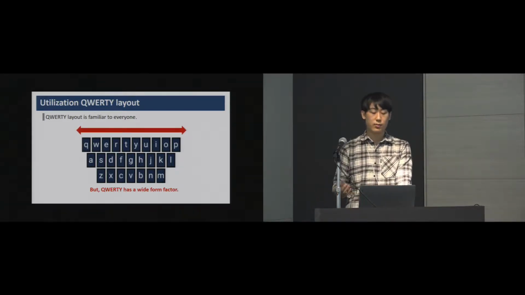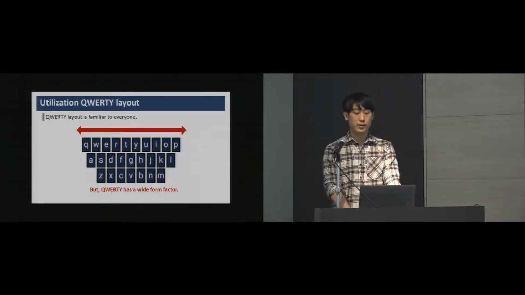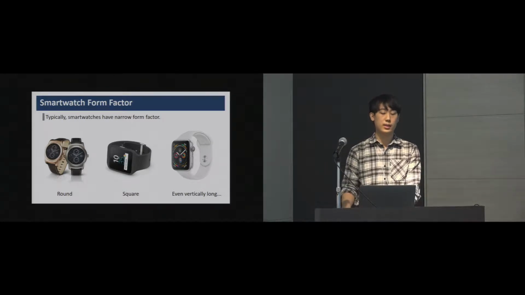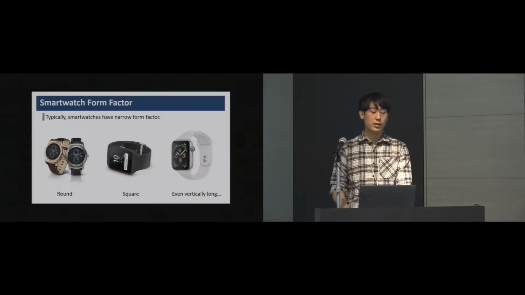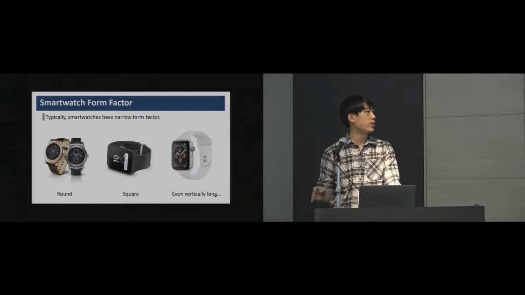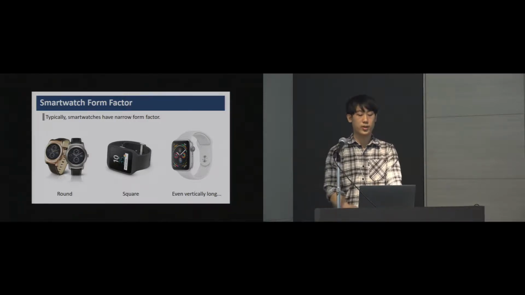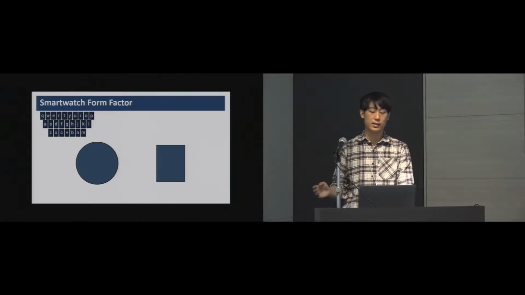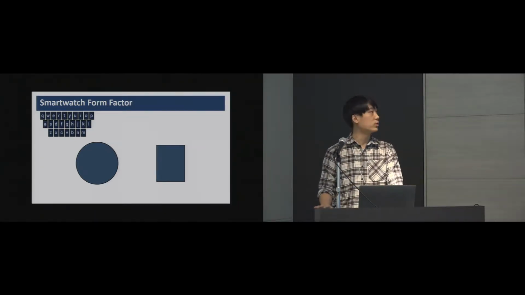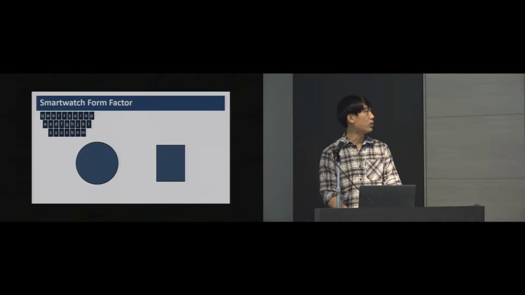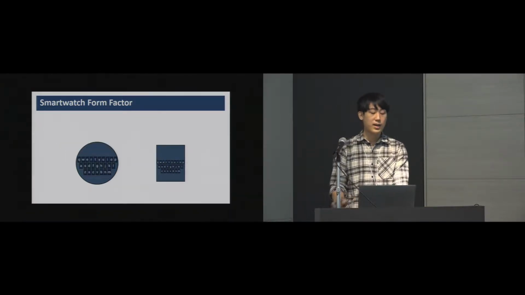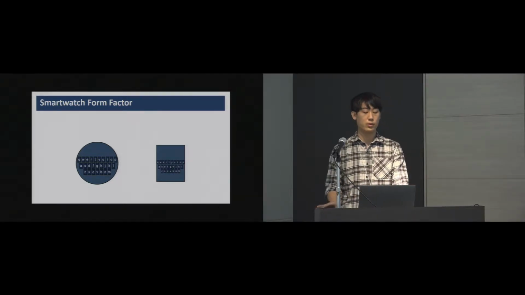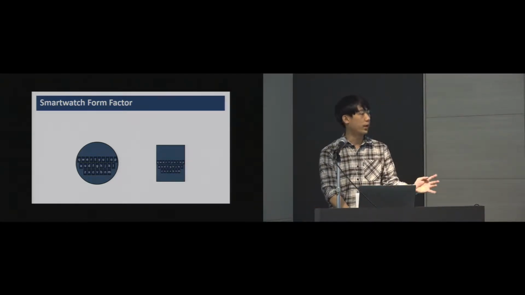Why is this a problem? That's because of the smartwatch form factor. Typically, smartwatches have a narrow form factor. Smartwatches are round or square or even vertically long square. A smartwatch already has a small screen size, and adopting QWERTY layout to smartwatches results in even smaller key size. Many researchers have suggested several ways to use QWERTY layout on smartwatch screens with these form factors.